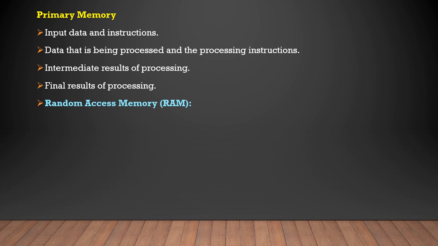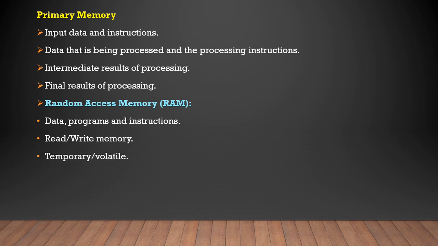So first let us understand what is RAM. RAM holds data, programs and instructions for computer. The CPU can access data directly from RAM almost immediately. The contents of RAM can be accessed in any order, and it is also called read-write memory. Read-write memory means that we can read from this memory and can also write on it. RAM is temporary or volatile. Volatile means that its contents are lost as soon as the power to the computer is switched off. RAM may be classified as dynamic and static, that is static RAM, SRAM, and dynamic RAM, DRAM.